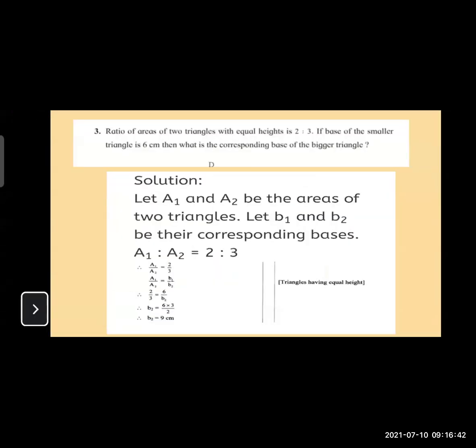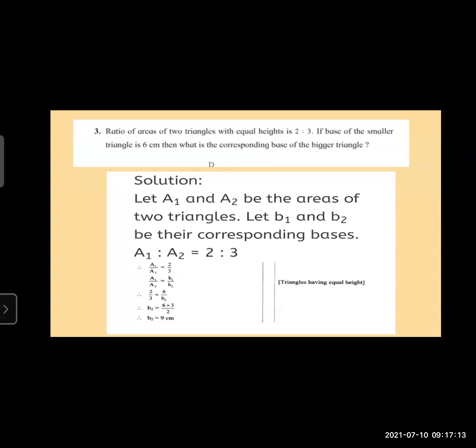The ratio of the areas of two triangles with equal height is 2:3. Here equal height, 2:3. If the base of the smaller triangle is 6, then what is the corresponding base of the bigger triangle? So in this question, no triangle is given. They only show the ratio of the areas of two triangles with equal height. Height is equal, so the ratio is given 2:3. Base 6 is given. You have to find the corresponding base of the bigger triangle.